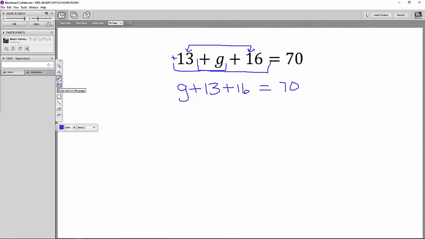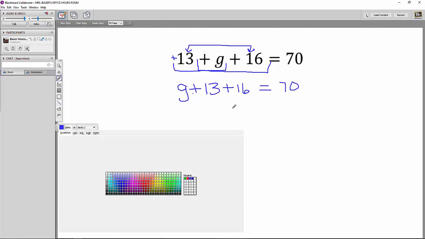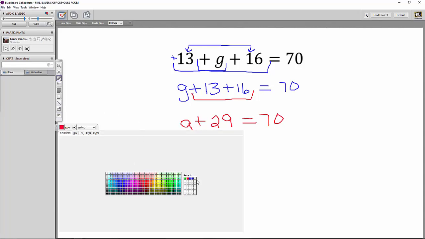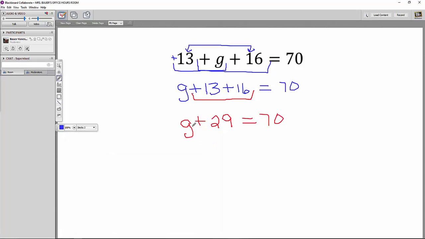So what was our first step? That's right. We're going to add our constants together. We need to add positive 13 and positive 16 together. What happens when we add positive 13 and positive 16 together? Type that into your calculator, and you're going to get 29. G we haven't changed, so we bring it down. We haven't done anything to our 70, so we're going to bring that down as well. All right, now we're set up in the format that we can go ahead and add or subtract so that we can get our variable alone. What do we need to do to go ahead and get our variable alone?